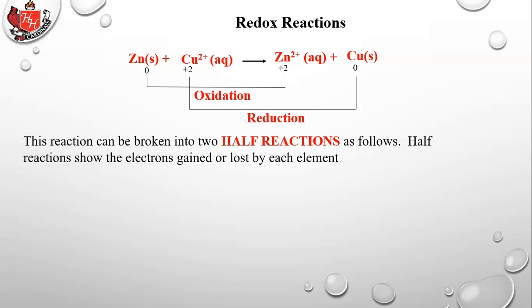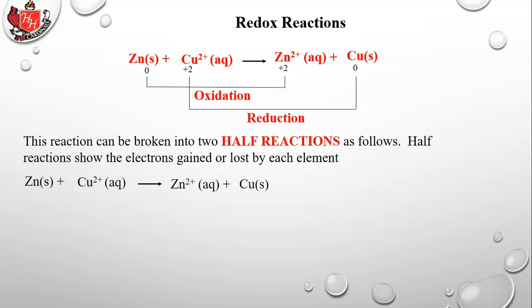So if you look at that, zinc is being oxidized because its oxidation number goes up, and copper is being reduced because its oxidation number is reduced. It goes down from +2 to 0. So this reaction can be broken into two half reactions as follows. Half reactions show the electrons gained or lost by each element.